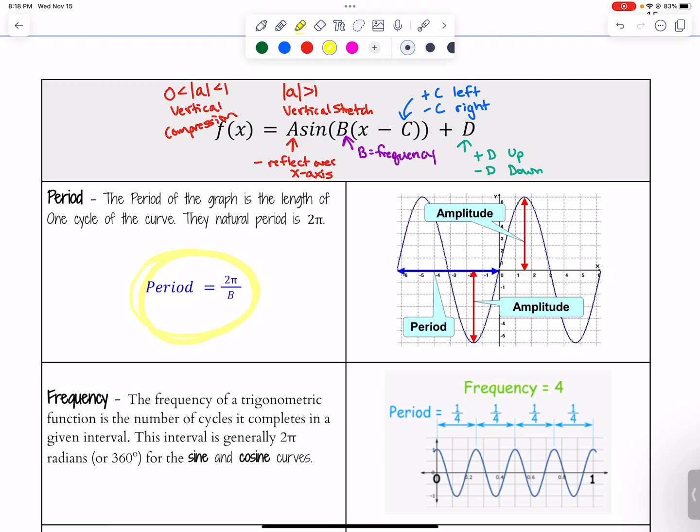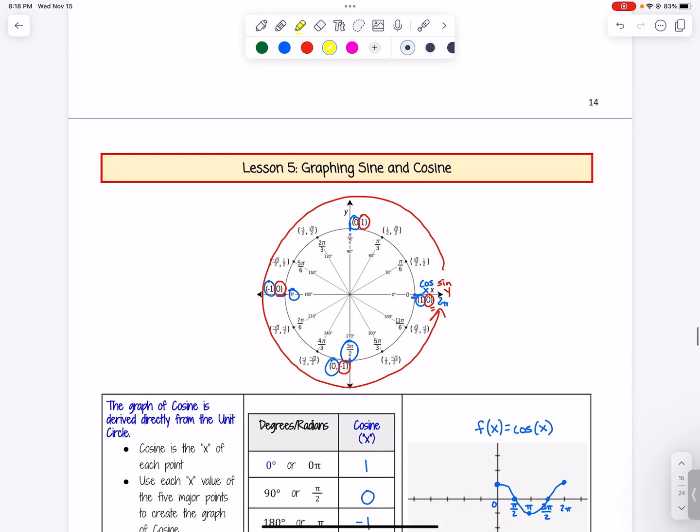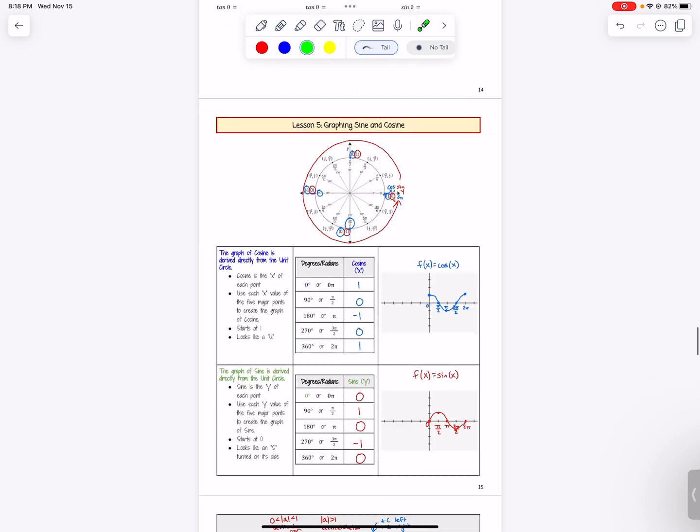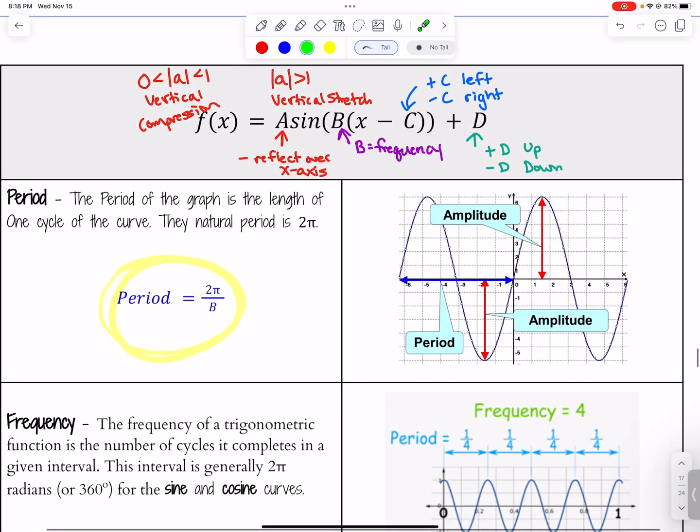Think of 2 pi as your standard cycle, because the unit circle goes 360 degrees, and 360 degrees is equal to 2 pi. So that's why the period of a graph is always taking that amount and dividing it by the frequency.